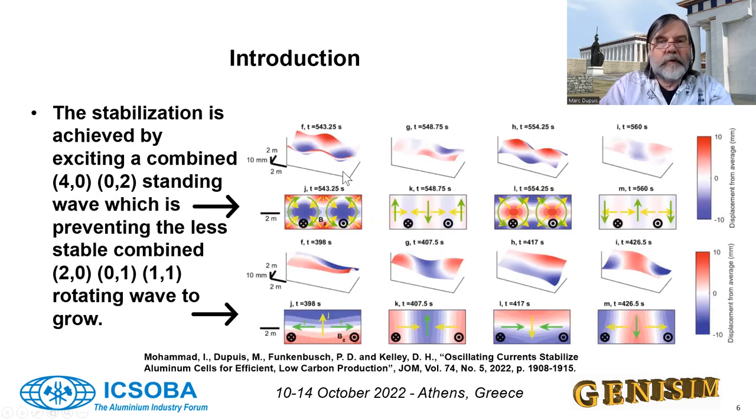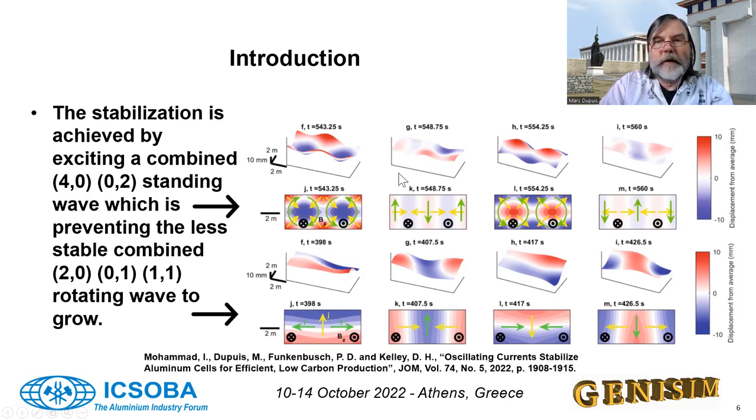And that was presented in the GOM article and the TMS paper, is that this is what occurs naturally. You have a rotating wave with the combination of those three modes, and when you introduce this oscillation of the current at this frequency of 0.045 hertz, you get the standing wave with the combination of those two modes, that are higher modes.